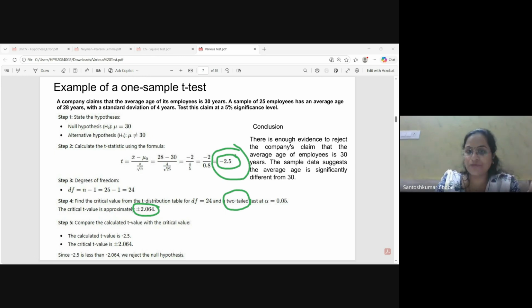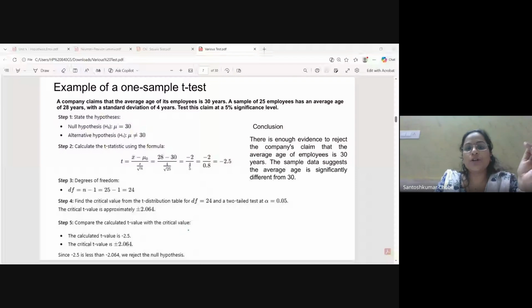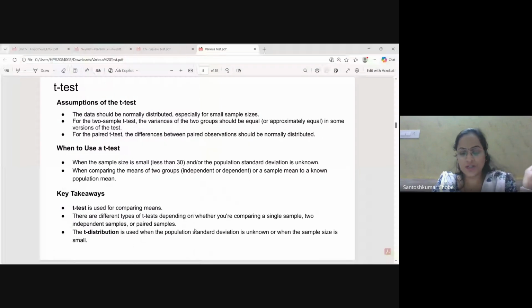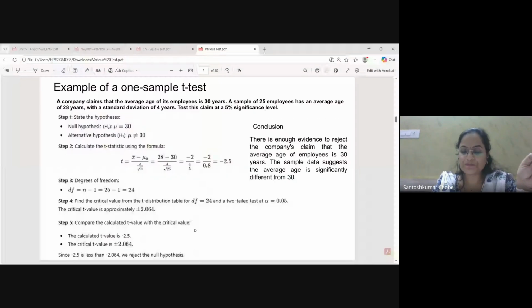There is enough evidence to reject the company's claim that the average age of employees is 30 years. The sample data suggests the average age is significantly different from the 30 years. I hope this is clear with all of you. This is the first example of t-test where we have seen the concept of 2-tail, 1-tail test also. Right? We have seen the critical region value, which was there already in the chi-square test also. I hope there is no question in this numerical.